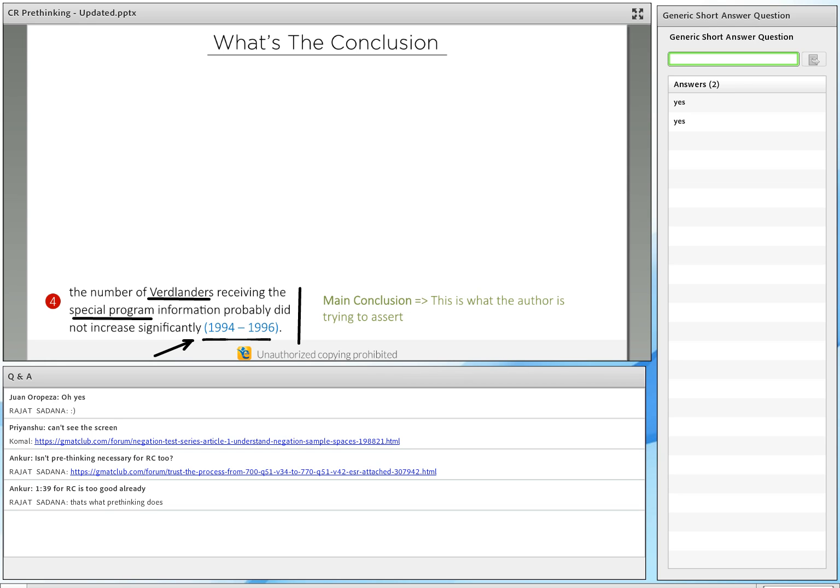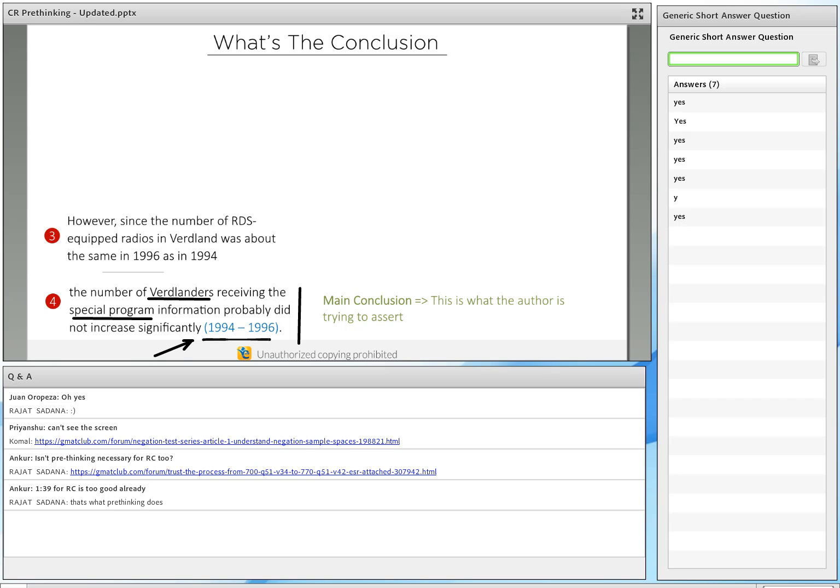If the conclusion talks about special programs, the assumption has to be related to that. If the conclusion talks about 94 to 96, then the assumption has to be related. Why? The assumption is an essential pillar that is required for the conclusion to hold true, or that must be true for the conclusion to hold true.